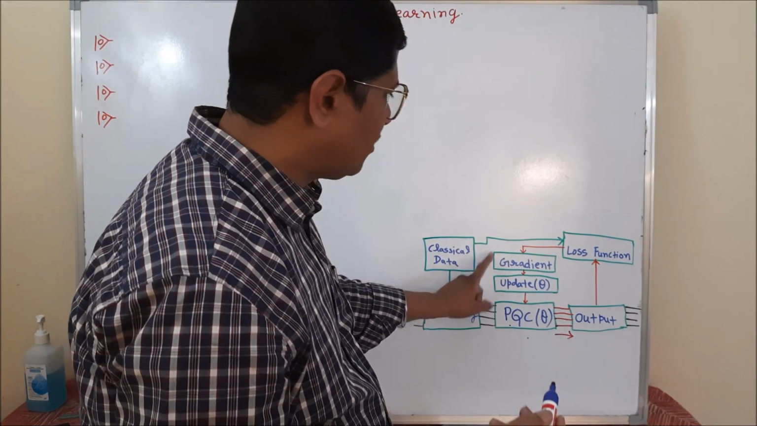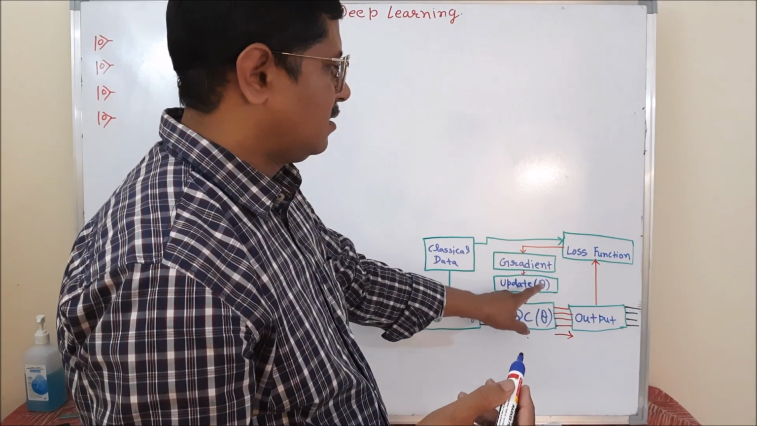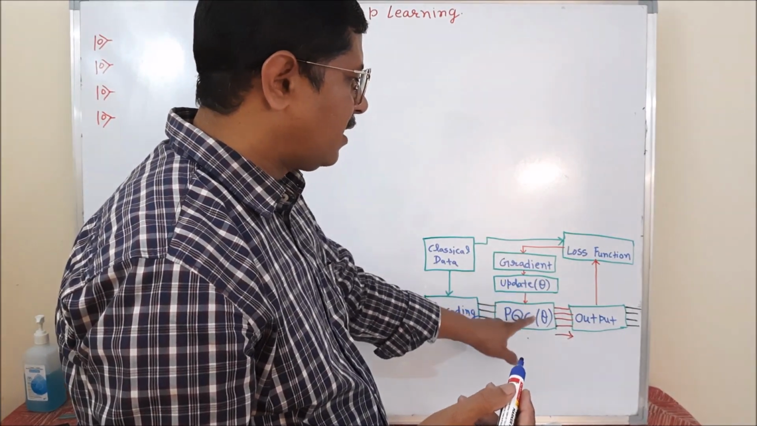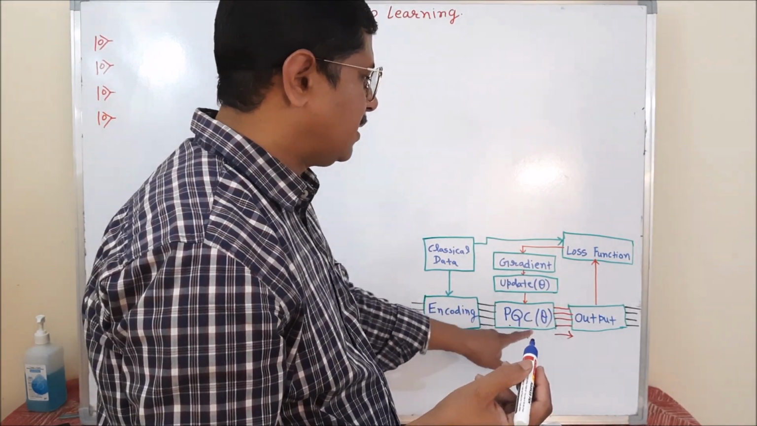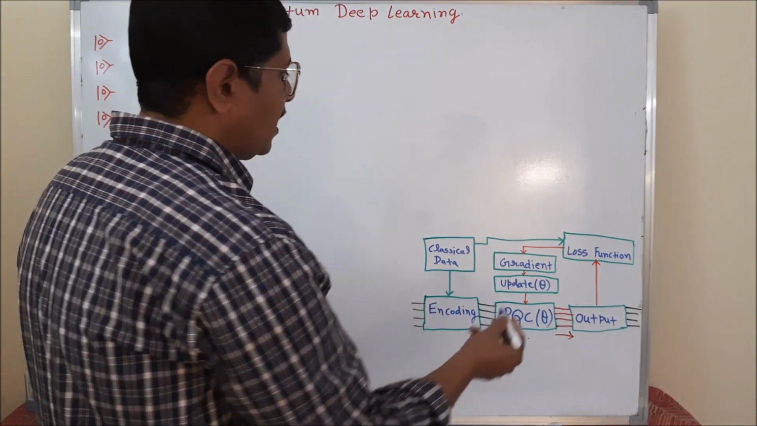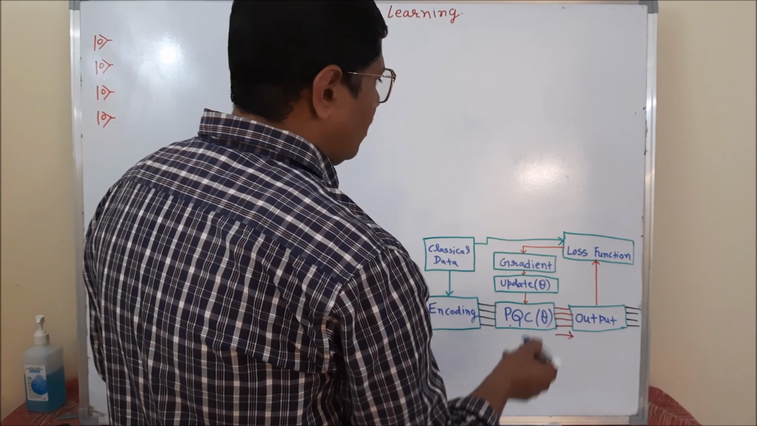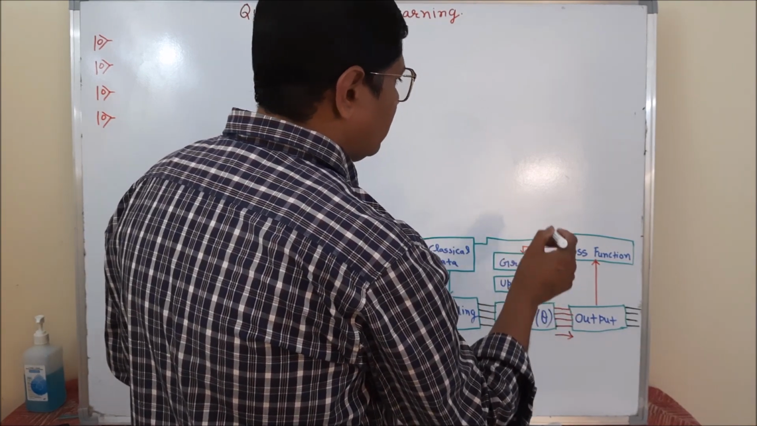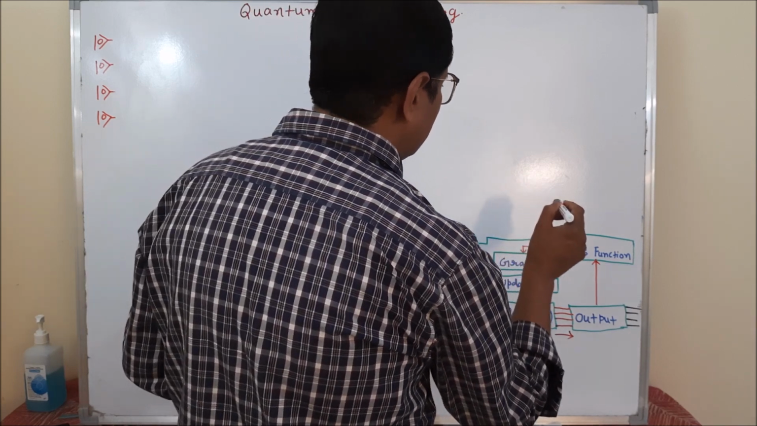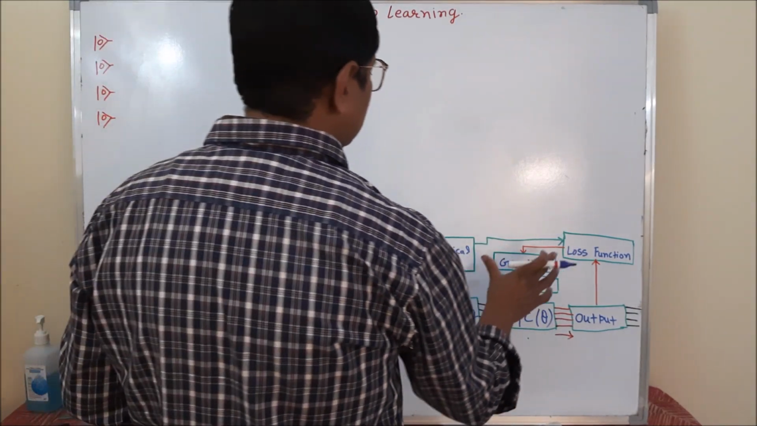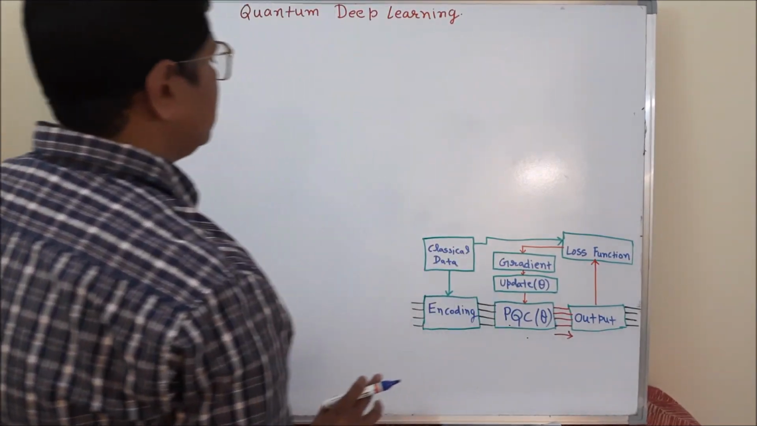After that, with the help of those gradients, we get the parameter theta, which we require to update the parameter theta and other weights in the parameterized quantum circuit. And after that, we continue this loop until we get the required accuracy or we achieve the targeted minimum loss. So this is the way a quantum deep learning architecture actually works.